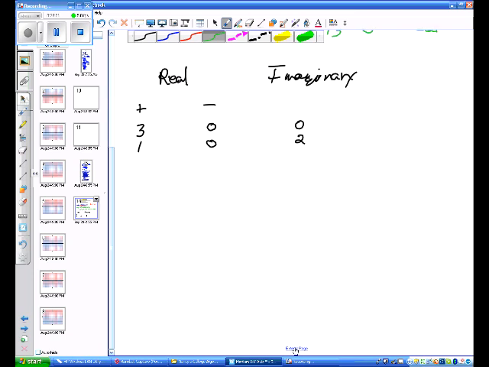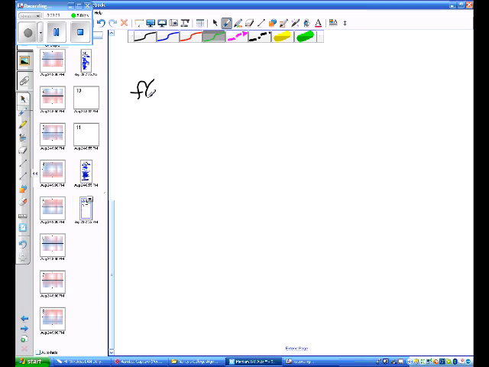Let's look at a different one. Let's say that f of x is equal to x to the 4th minus 2x cubed minus 5x squared plus 8x plus 4. We just want to know the number and types of roots that we have.